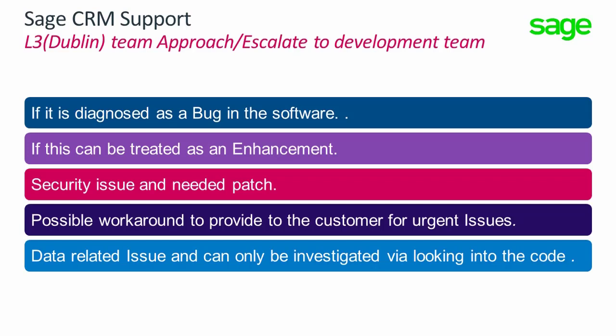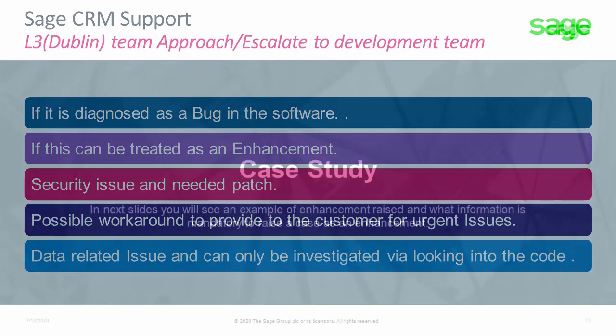The two other things when we approach the development team is when we need a possible workaround to provide to the customer for an urgent issue, which from our L3 team side we don't have an idea about, because maybe the developer team needs to look at the code. If it's a data related issue and something is hard coded in the code, or any logic which we are not able to find from the files, then the development team needs to look into the code. And that's all the steps or approach we need to escalate to the development team.